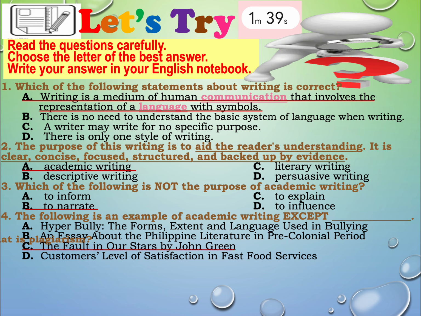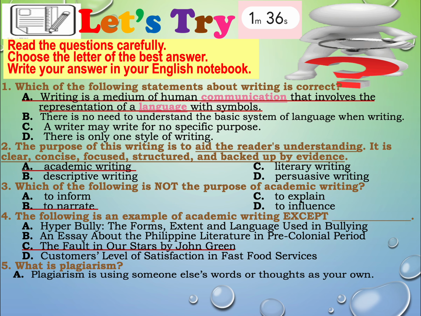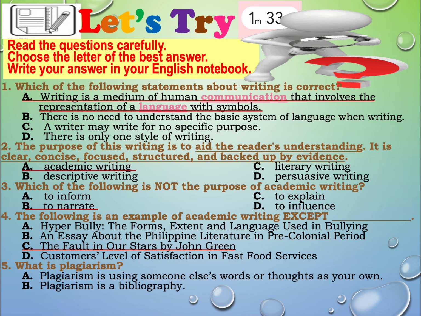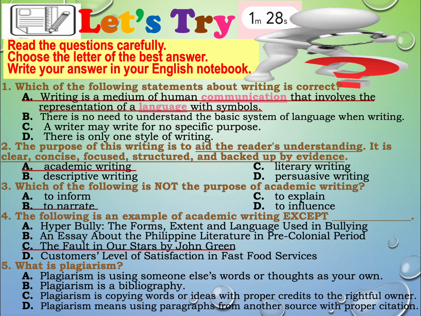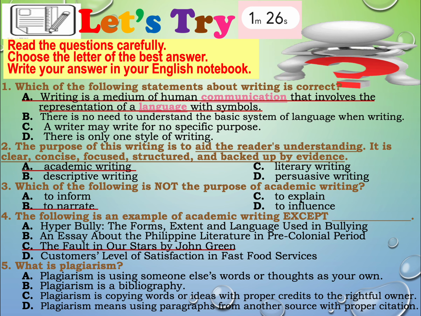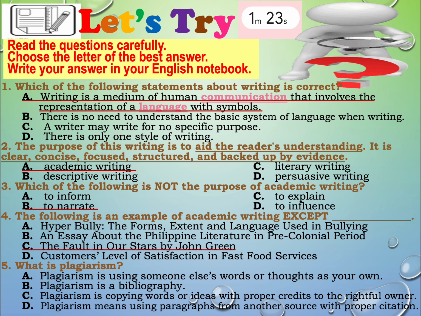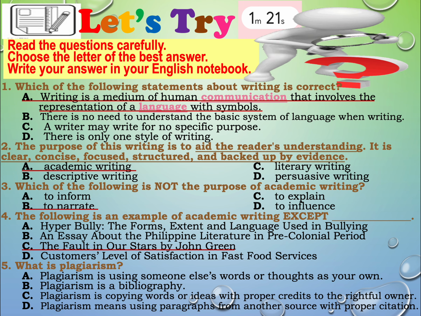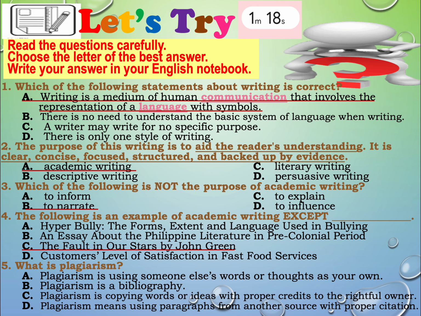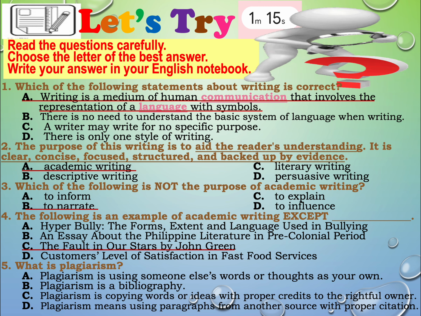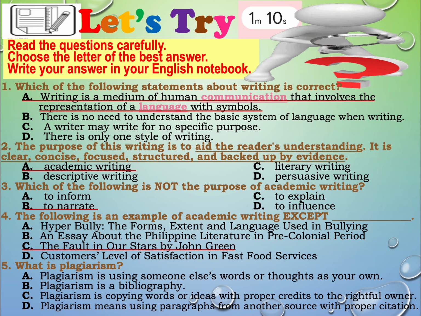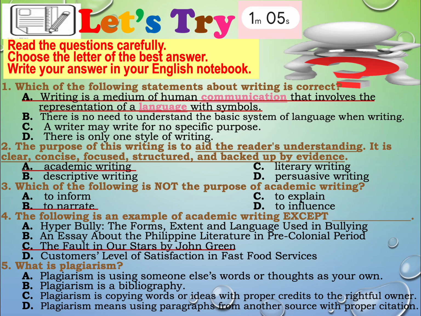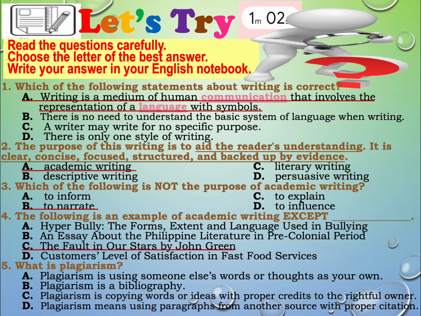Next, number 5. What is plagiarism? A. Plagiarism is using someone else's words or thoughts as your own. So you claim it as your own. B. Plagiarism is a bibliography. Again, bibliography is a story about a person's life. No? Letter C. Plagiarism is copying words or ideas with proper credits. So you copy but you give proper credits to the rightful owner. D. Plagiarism means using paragraphs from another source with proper citation. A, B, C, or D? What's the correct answer? What is plagiarism?